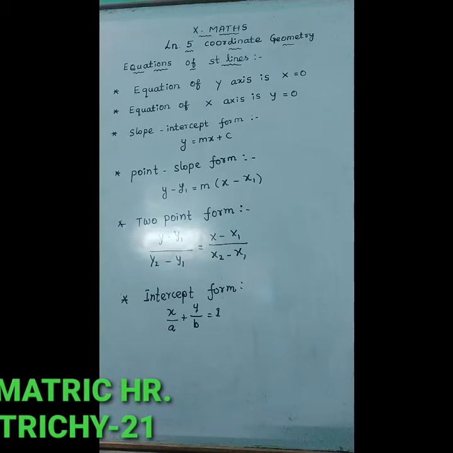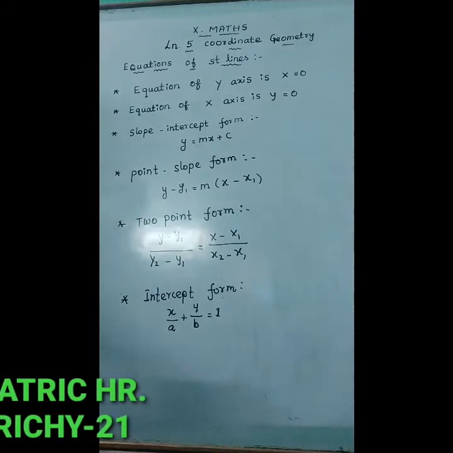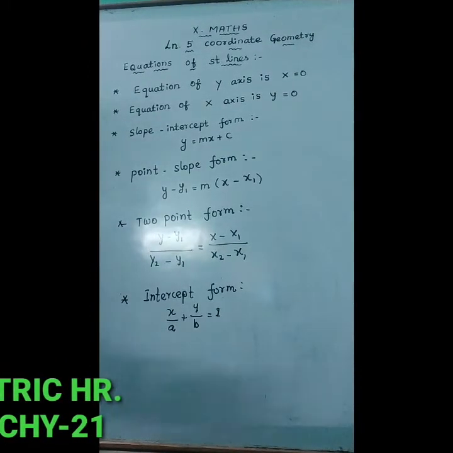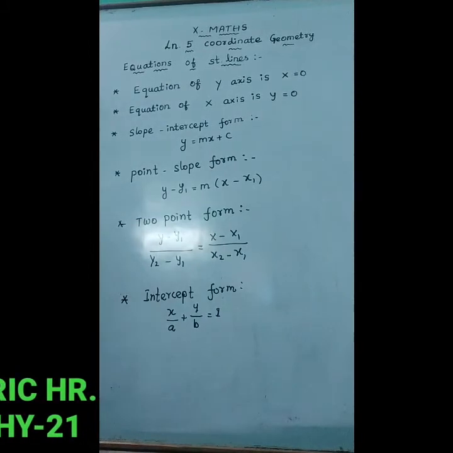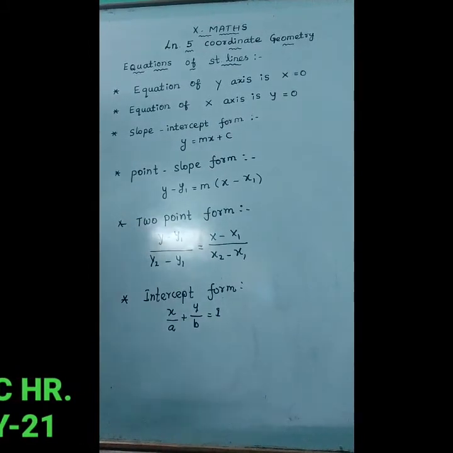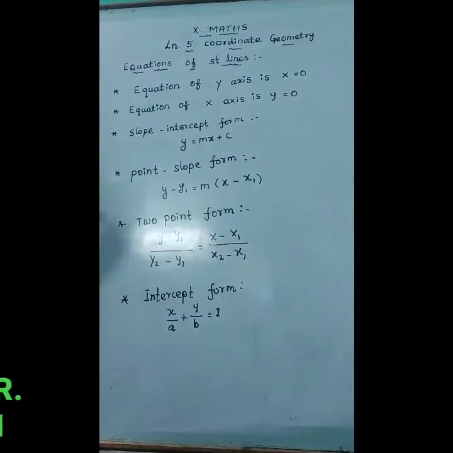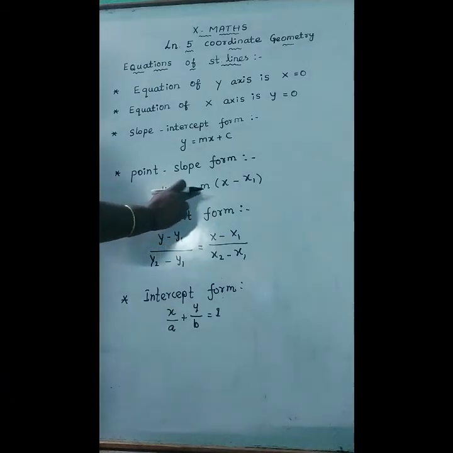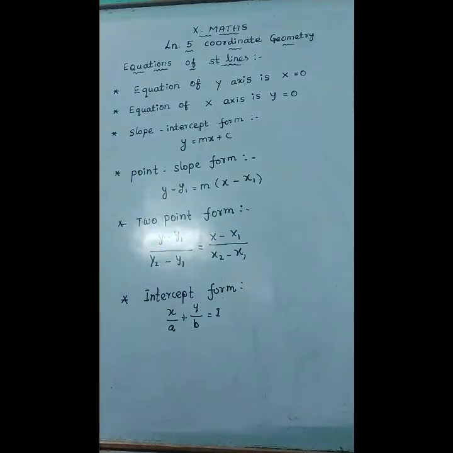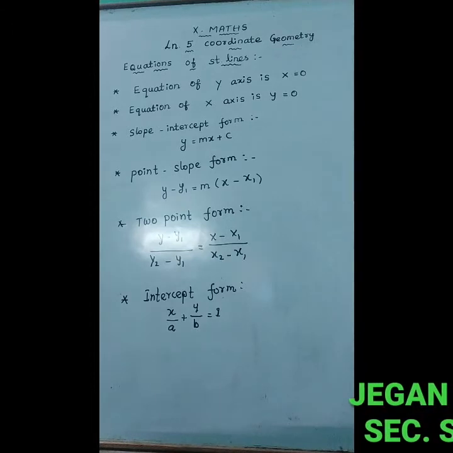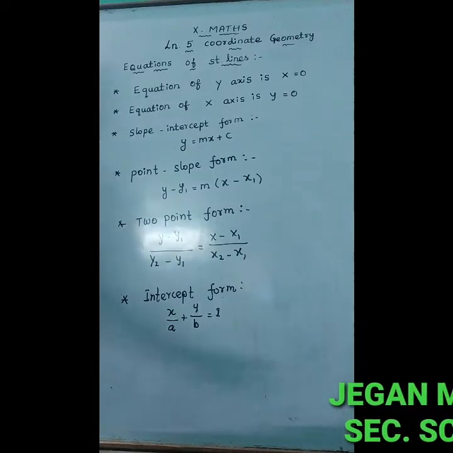using all these formulas, the first one is the equation of the y-axis: x equal to 0. Next, the equation of the x-axis is y equal to 0. Then the slope intercept form is y is equal to mx plus c. Then the point slope form is y minus y1 is equal to m into x minus x1. When two points are given, we use y minus y1 divided by y2 minus y1 is equal to x minus x1 divided by x2 minus x1. The intercept form is x by a plus y by b is equal to 1.